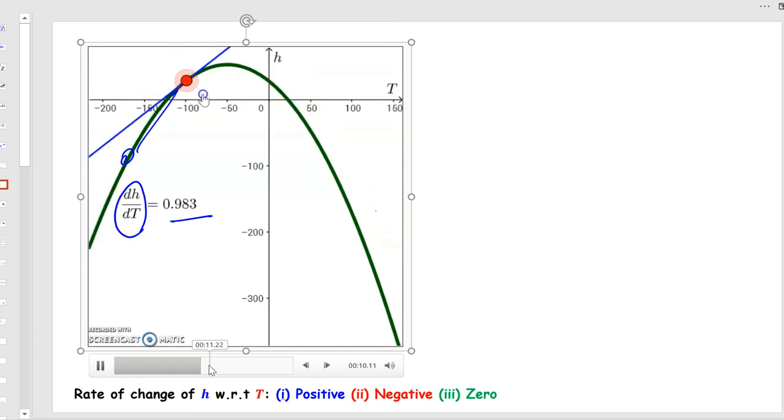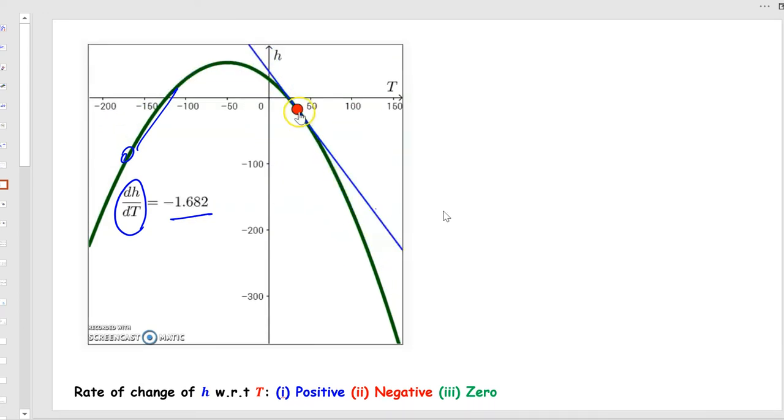Sometimes it is negative also. So the rate of change will be positive and negative, and the tangent will constantly change its direction if you change the point. When the derivative is 0, then the tangent will be parallel.